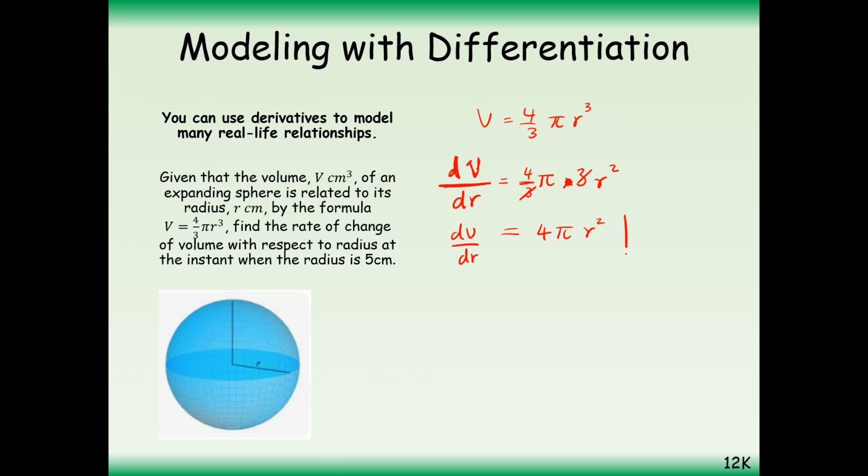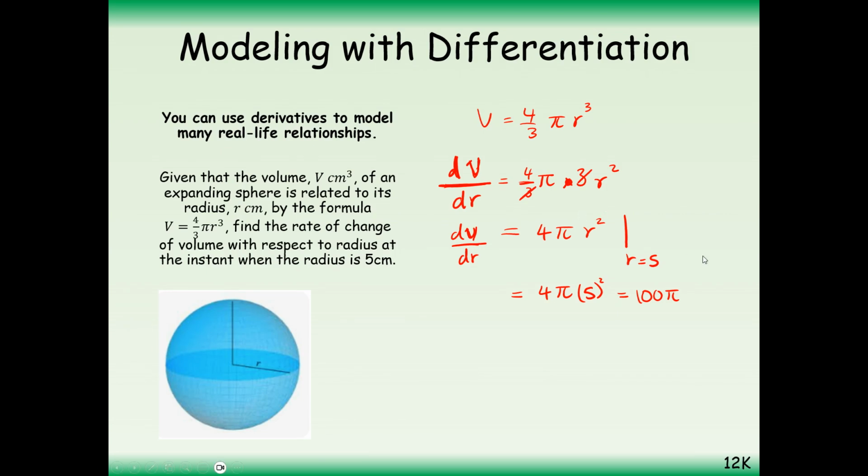Now we also need to evaluate it at the point where r is 5. So what does that mean? That means substituting 5 for the radius, and that gives us 100 pi. Now, is there anything to note about volume with respect to radius? Not really.